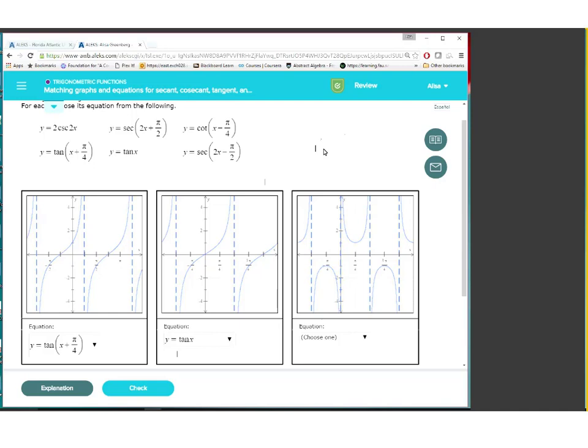Exactly, because the 0, unless you have a shift, that 0 is still staying at 0. I don't see that there's a shift. So I'm going to say it's cosecant. I'm going to agree that it's cosecant for the moment.